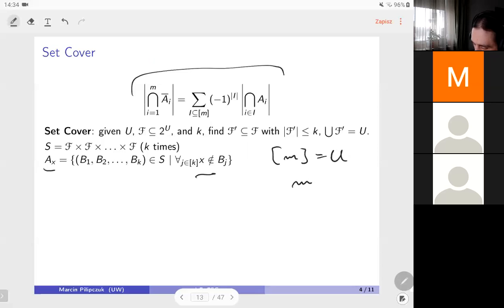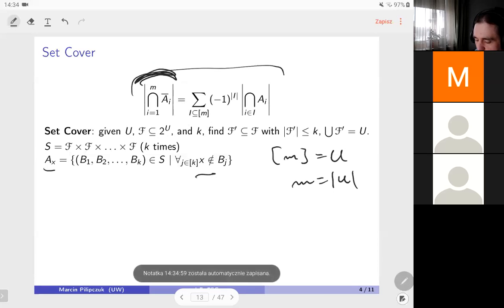So we think of m as the size of the universe from the set cover. You can think of the universe as numbers from 1 to m, and this is our definition of m. Okay, think of A_X, and now the observation is that this is what we are really interested in: the number of tuples, the number of potential solutions that cover everything, that don't miss anybody. Okay, so this is really what we are interested in.